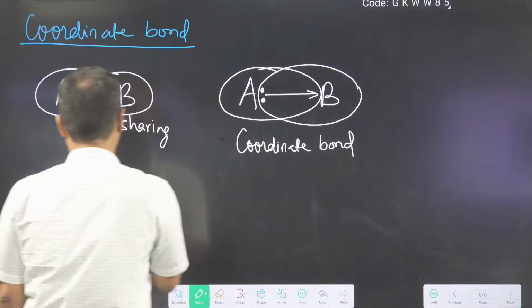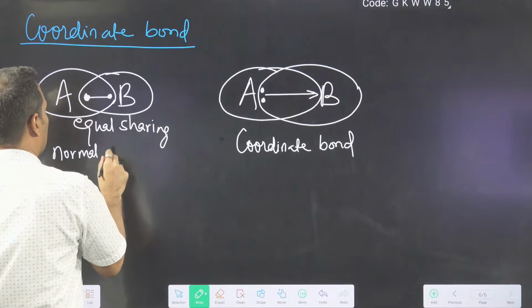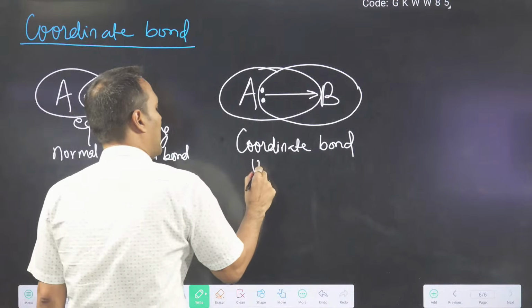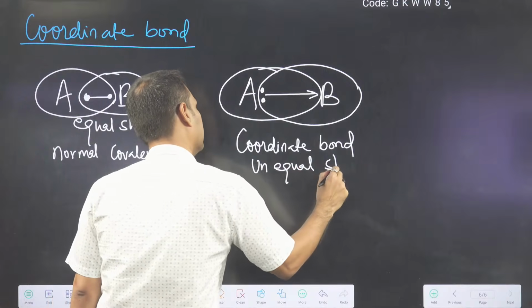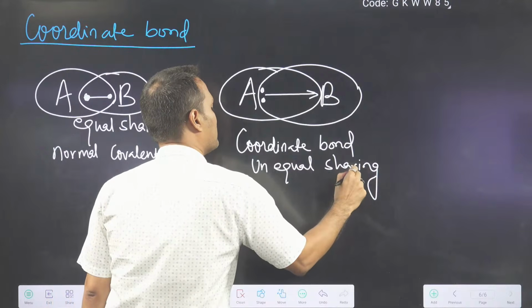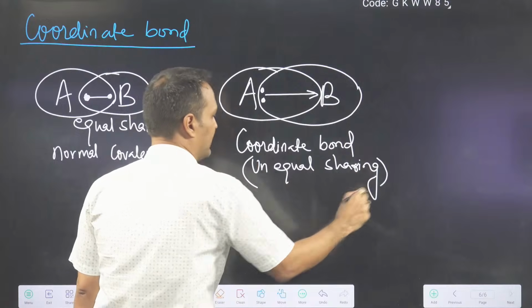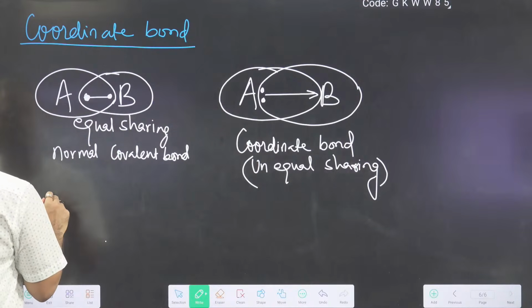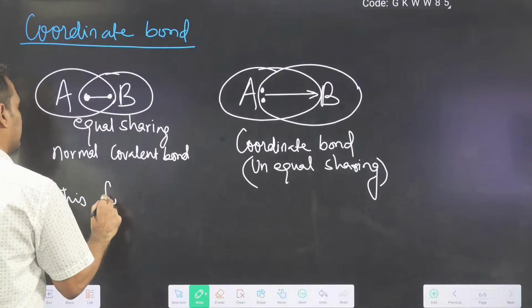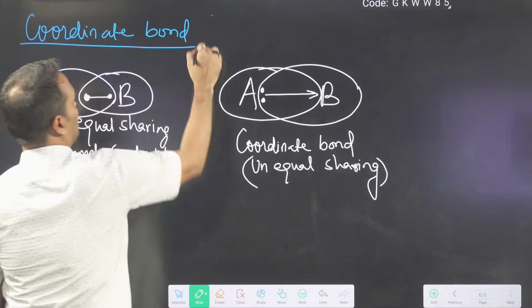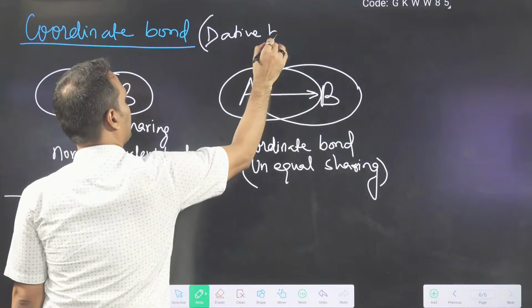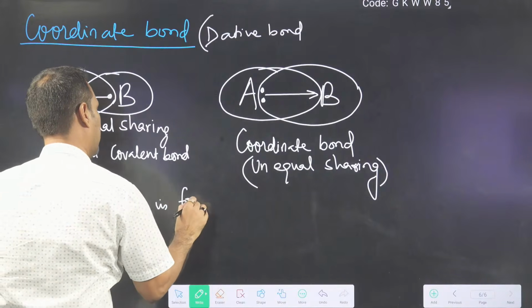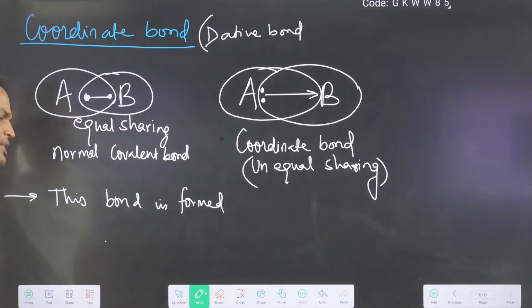This is sharing only. This is a normal covalent bond. Here we have unequal sharing. They will ask you, by unequal sharing, which bond is formed? Coordinate bond. Sharing, not transfer. Keep this in mind. Coordinate bond is also known as dative bond. How is this bond formed?